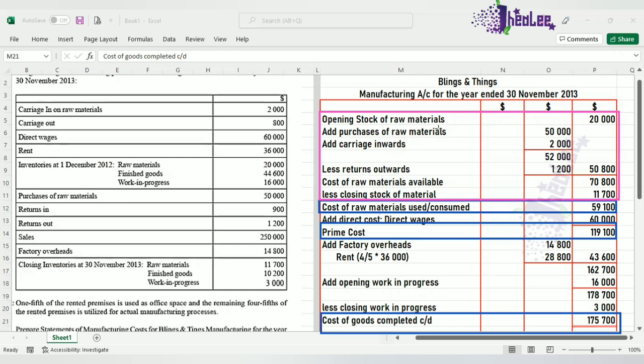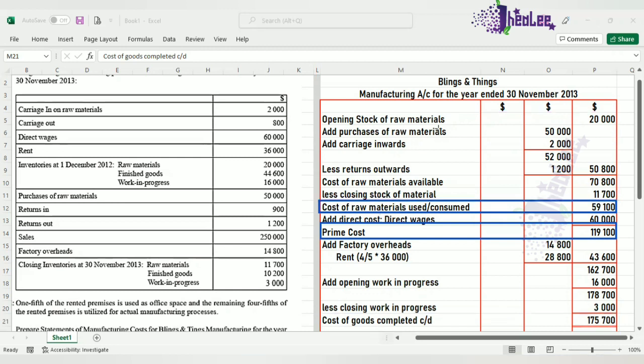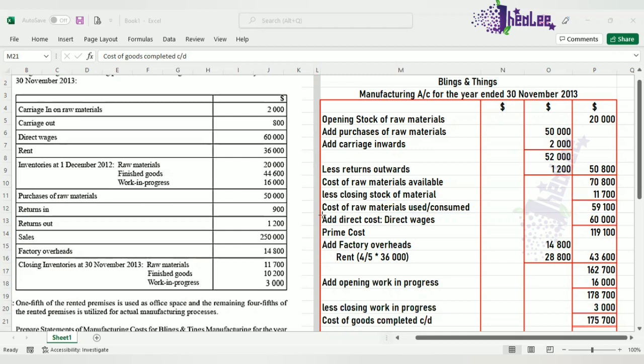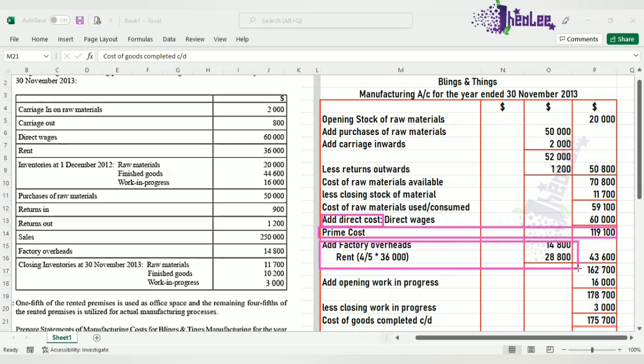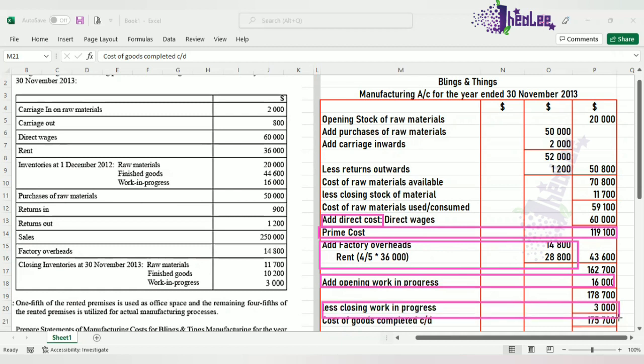After you get your cost of raw material consumed or used, your next step is to add your direct cost. In this case, we only have one direct cost, which was direct wages. After adding your direct costs to your cost of raw material consumed, you get what is called prime cost. When you get prime costs, you add your indirect costs, which are your factory overheads. When those are added, you add your opening stock of work in progress, less your closing stock of work in progress, and that would give you cost of goods completed carried on, which is basically your cost of production.